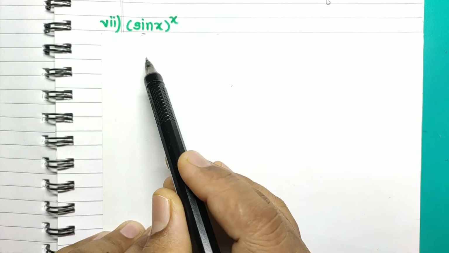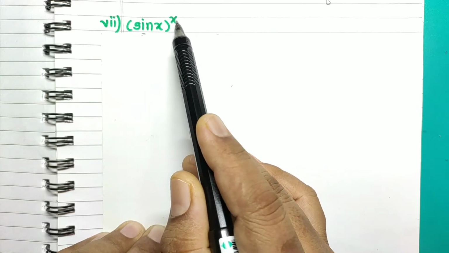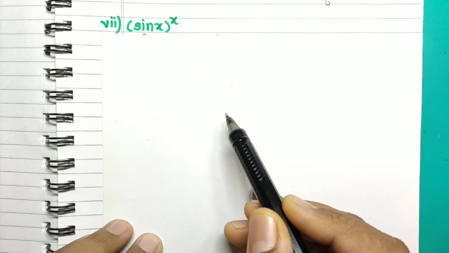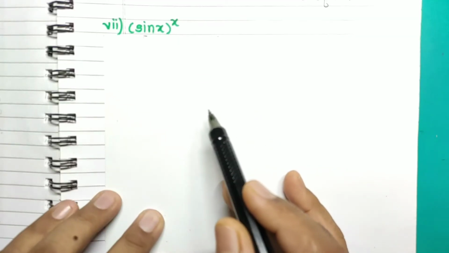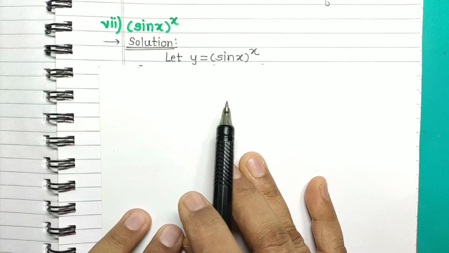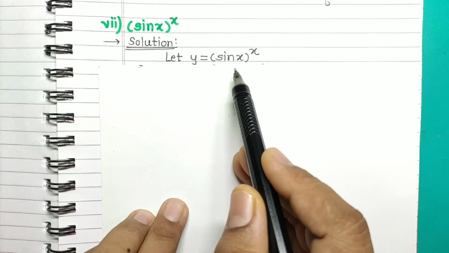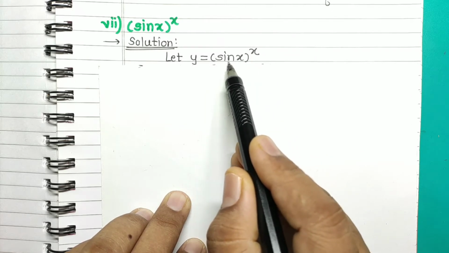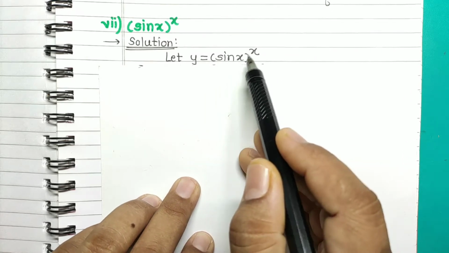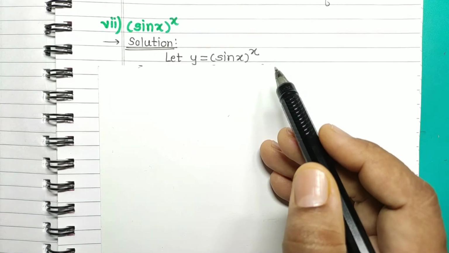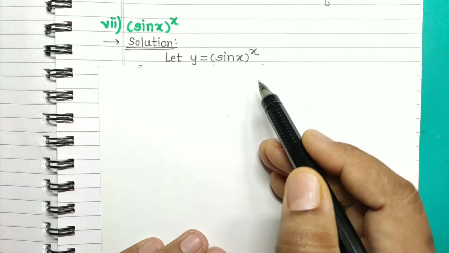The given function is (sin x) raised to x. We have to differentiate this function with respect to x. So in the solution you write down the given function and let it be y. Students, you observe here the function. See, x is power of function sin x. That means it is the case when function is expressed as power of some other function.